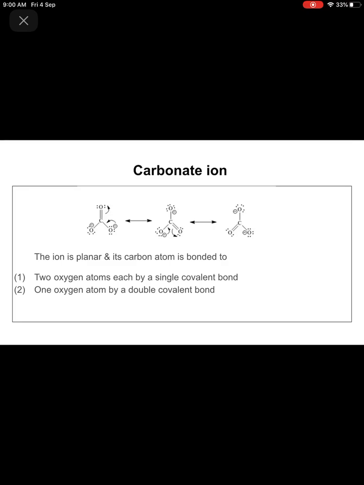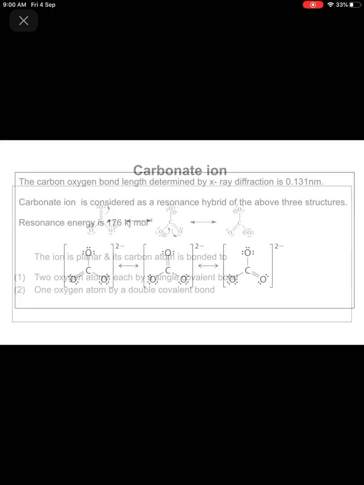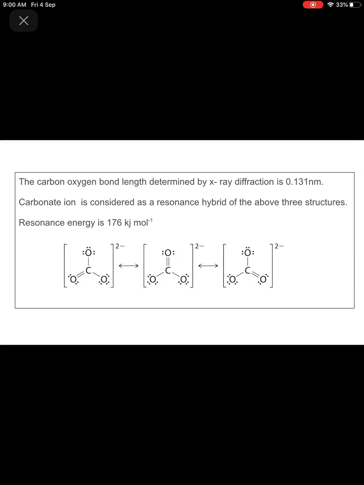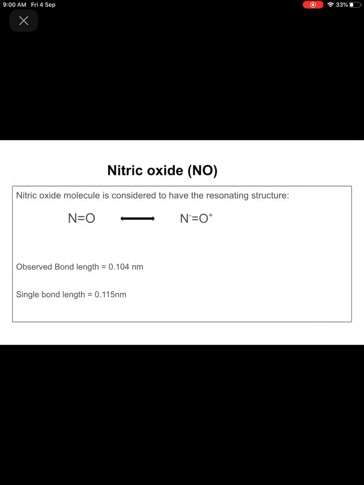Now next is the carbonate ion. This ion is planar and its carbon atom is bonded to two oxygen atoms by a single covalent bond and one oxygen atom by a double covalent bond. The carbon-oxygen bond length determined by X-ray diffraction is 0.131 nanometer. The carbonate ion is considered as a resonance hybrid of the three structures. Resonance energy is 176 kilojoule mole inverse. Nitric oxide: the observed bond length is 0.104 nanometer and the single bond length is 0.115 nanometer.